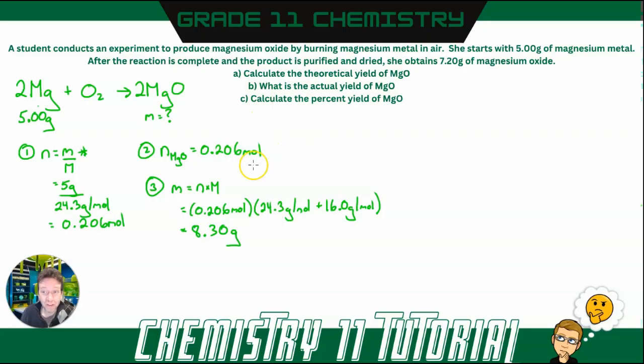So part B, what is our actual yield? That's right in the question. She obtained 7.2 grams of magnesium oxide. So that's our actual yield.